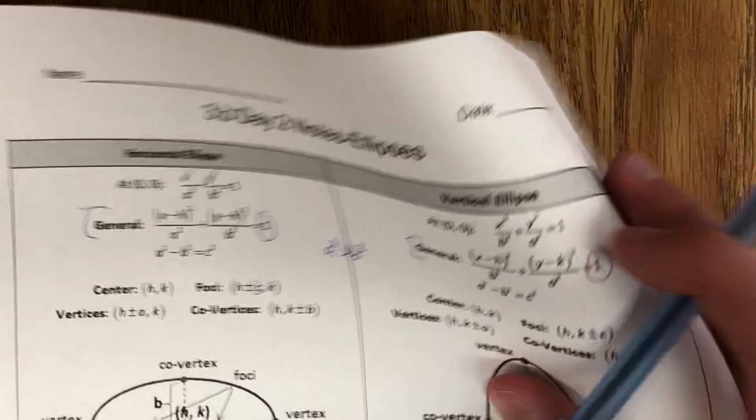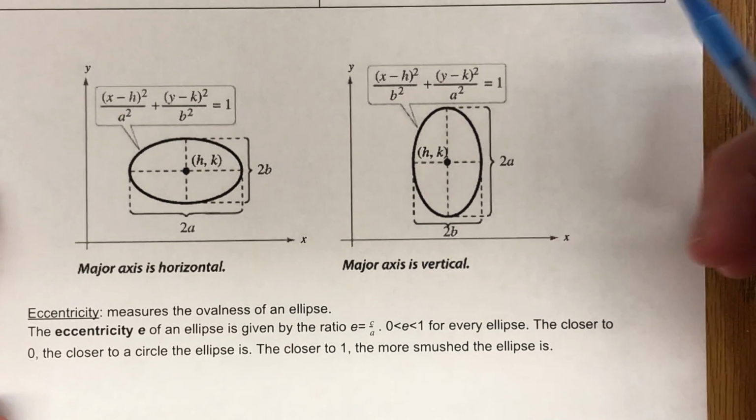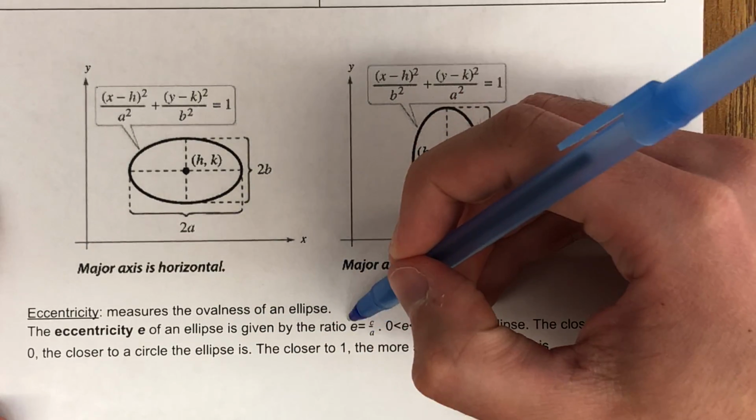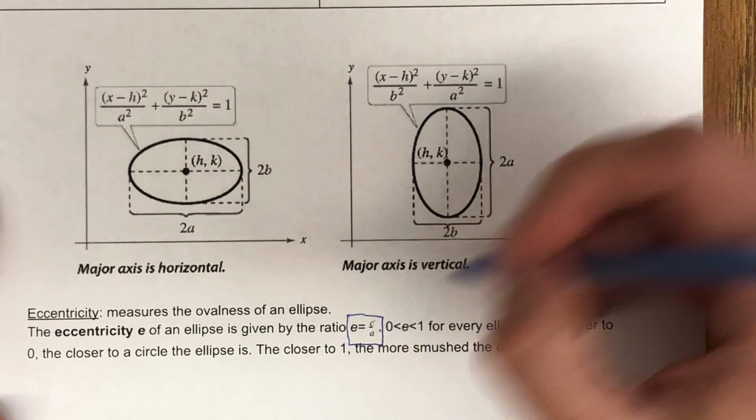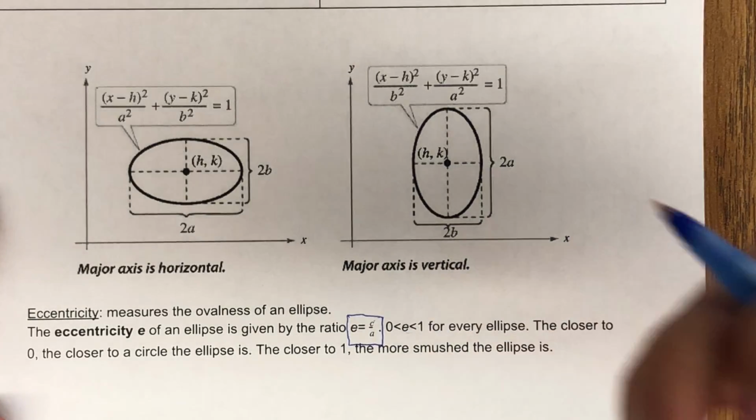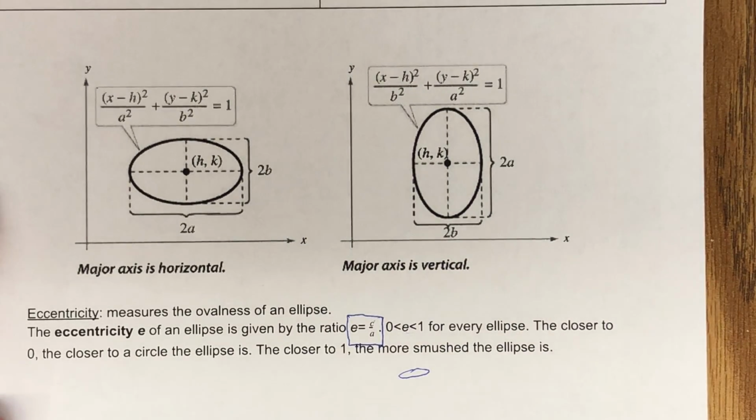We have one more term we want to talk about here, and it's something called eccentricity. That measures the ovalness of an ellipse, kind of the shape of it. The eccentricity of an ellipse is given by the ratio e equals c over a. Same c and a that we're talking about, with c being the distance from the center to one of the foci, and a being the distance from the center to one of the vertices. That e value is always going to be between 0 and 1, so it's not going to be negative. The closer it is to 0, the closer to a circle it is. The closer to 1, the more smushed or narrow it would be.